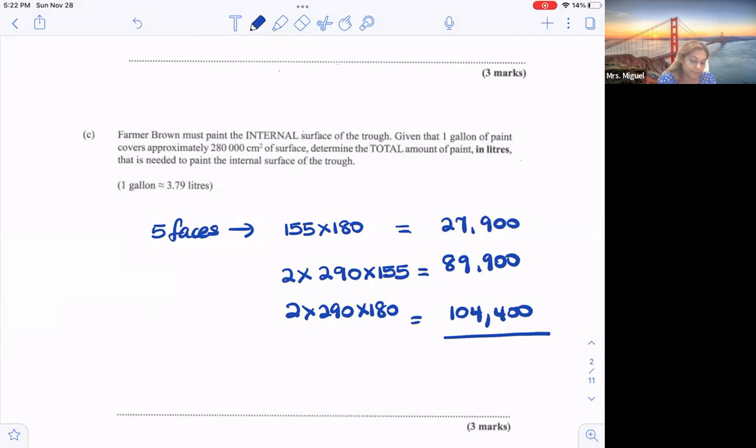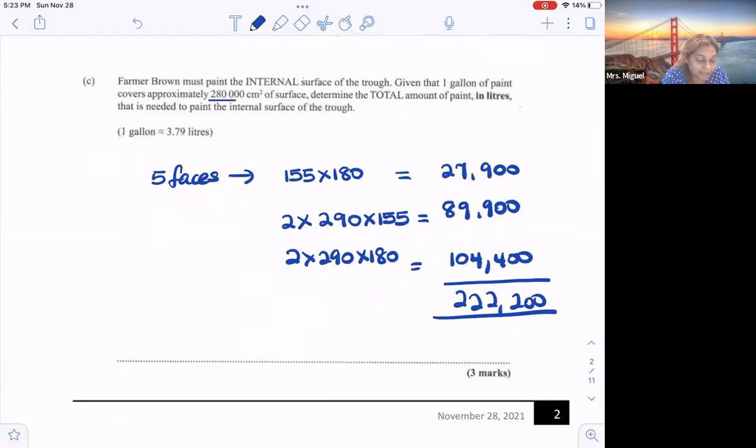155 by 180 is 27,900 plus 89,900 plus 104,400, 222,200. So that is how much coverage he needs. So to find the number of liters, the gallon of paint covers 280,000. So to find out how many he needs, we take the 222,200 and divide it by how much coverage we get and multiply it by 3.79. So divided by 280,000 multiplied by 3.79. So Farmer Brown needs approximately 3 liters of paint.